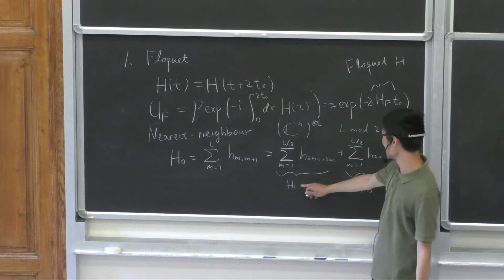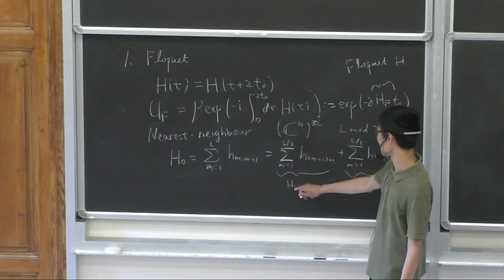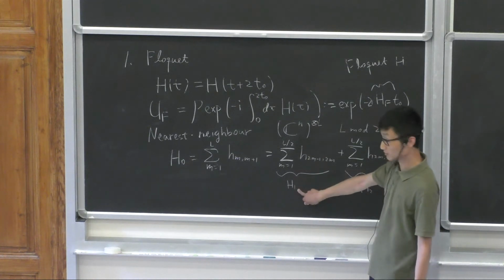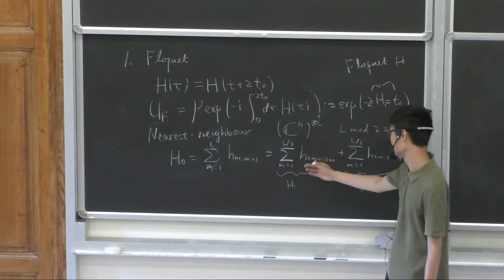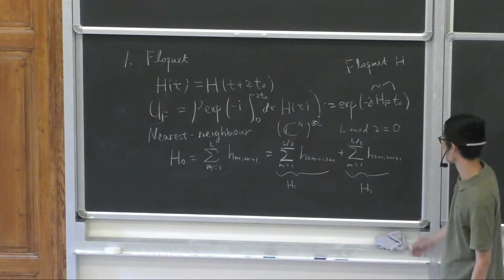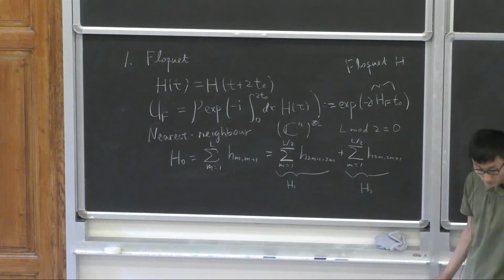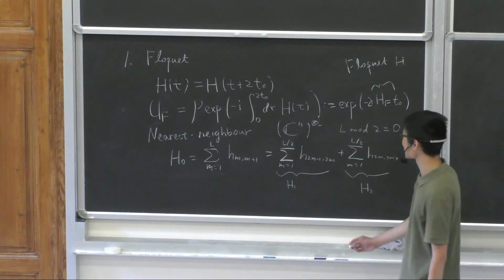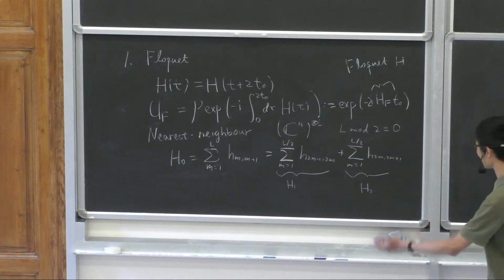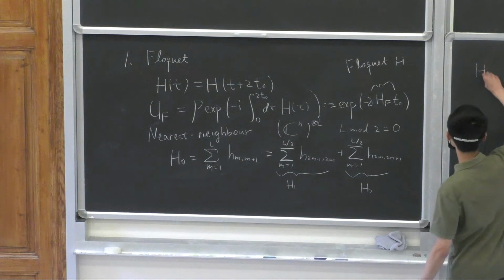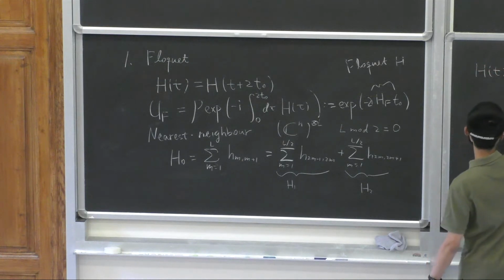However, you can see that among all the terms within H1, they commute because they have different support in the Hilbert space, as well as H2. And let's consider some time-dependent Hamiltonian that is periodic in a very simple way.